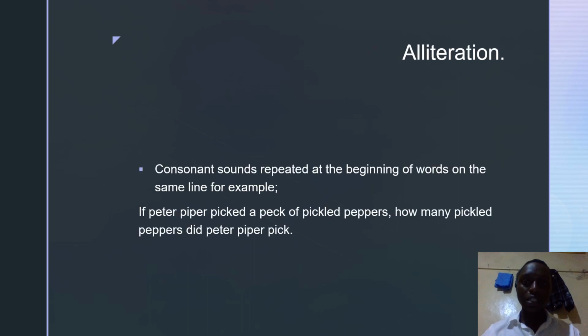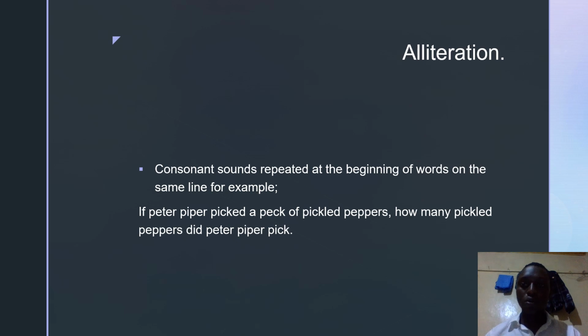Then there is alliteration. Consonant sounds that are repeated at the beginning of words on the same line, for example, if Peter Piper picked a peck of pickled peppers, how many pickled peppers did Peter Piper pick? So there's alliteration because the P sound is repeated at the beginning of each word in this sentence.